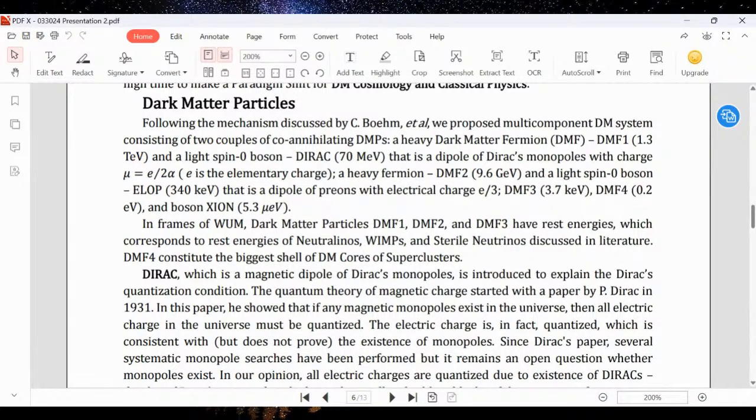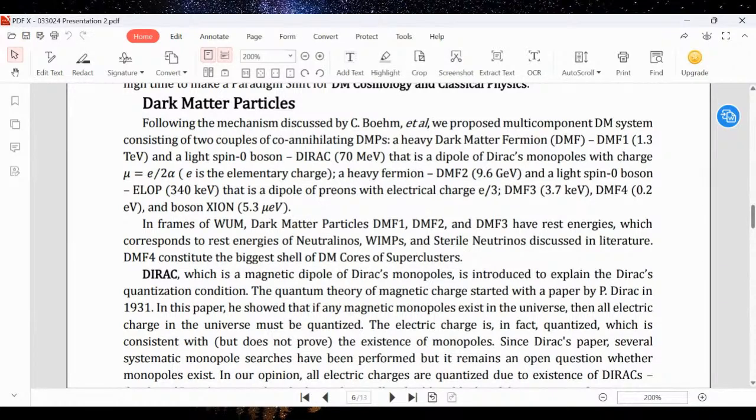A heavy fermion DMF2, 9.6 giga-electron volts, and a light spin zero boson LOP, 340 kilo-electron volts. That is a dipole of preons with electrical charge e/3. DMF3, 3.7 kilo-electron volts, DMF4, 0.2 electron volts, and boson Xion, 5.3 micro-electron volts.